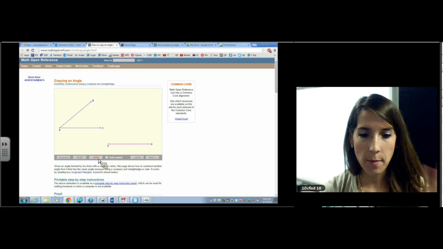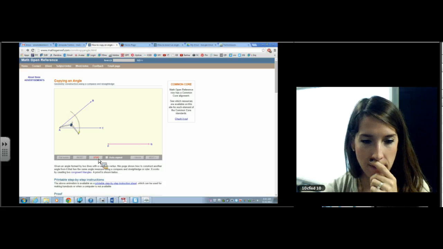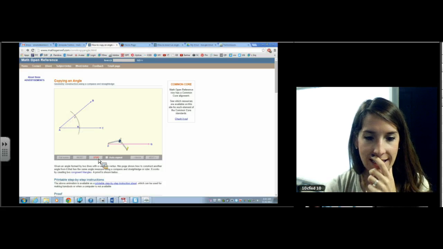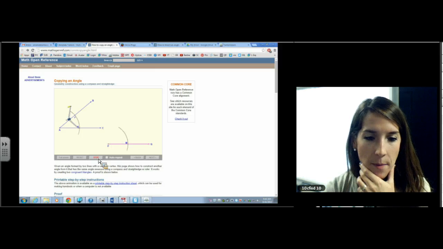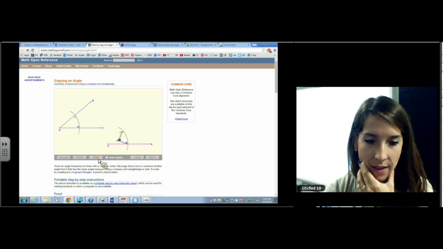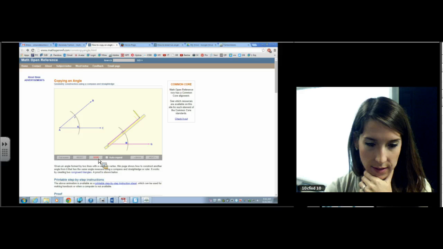So, you draw a ray, but your ray is already drawn. Open the compass however big you want. Make an arc. Make the identical arc on your ray. Put the needle and the pencil about how wide the angle is. Make the exact same arc and connect the dots.